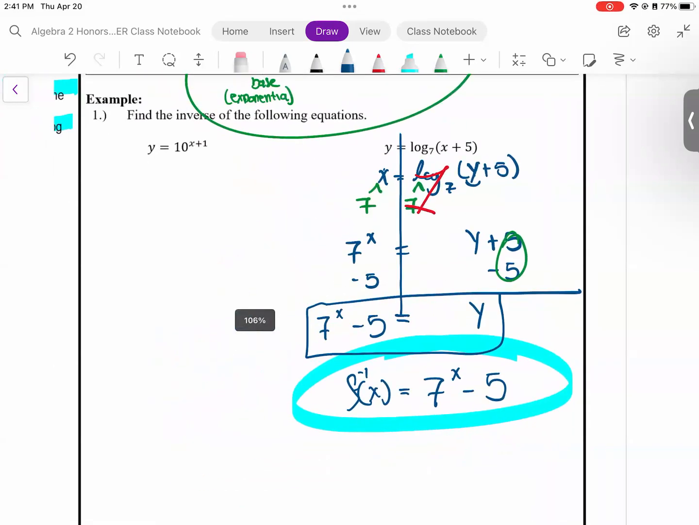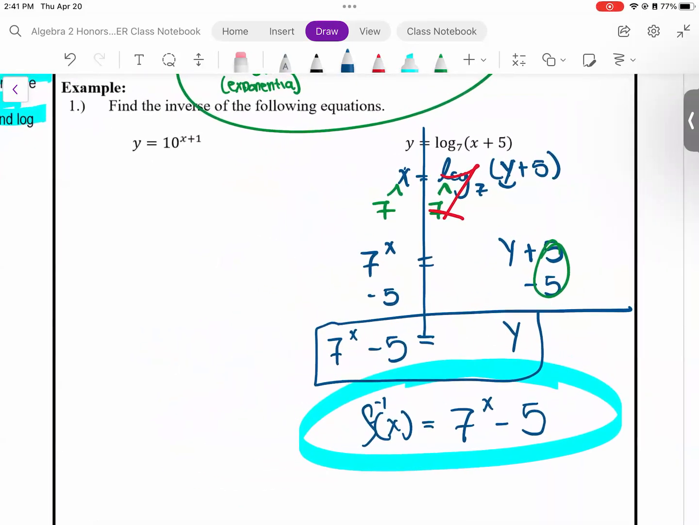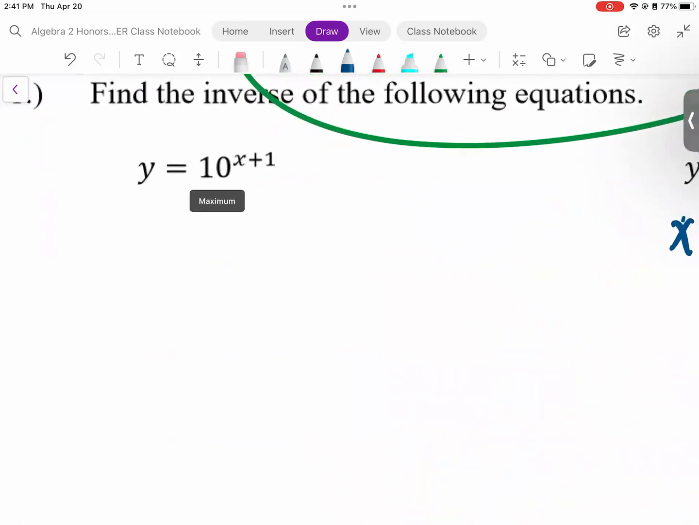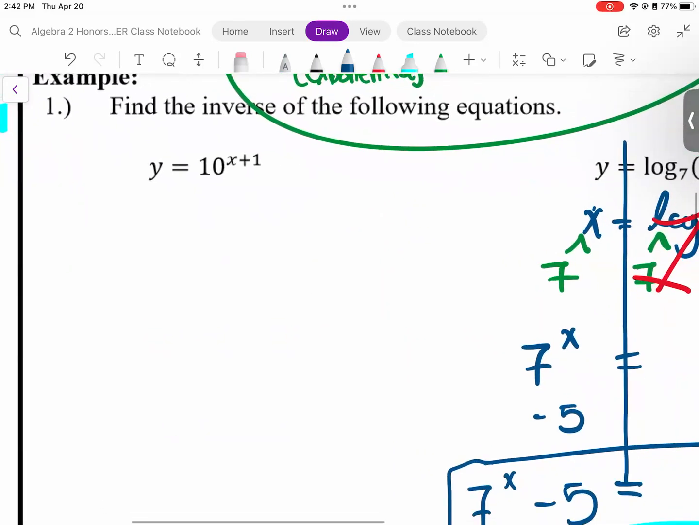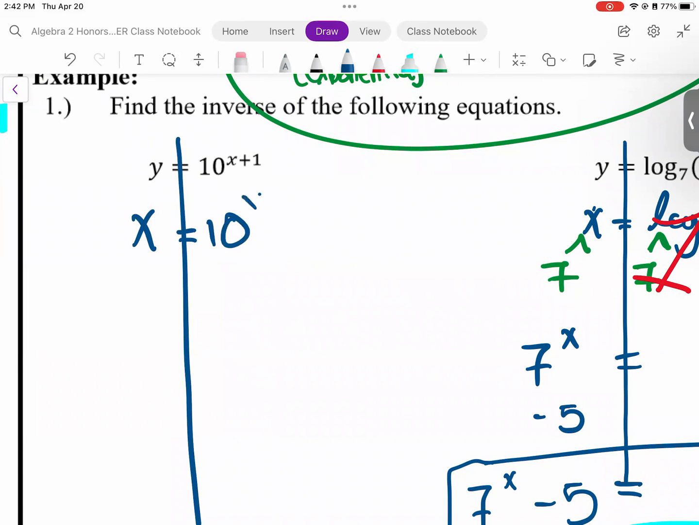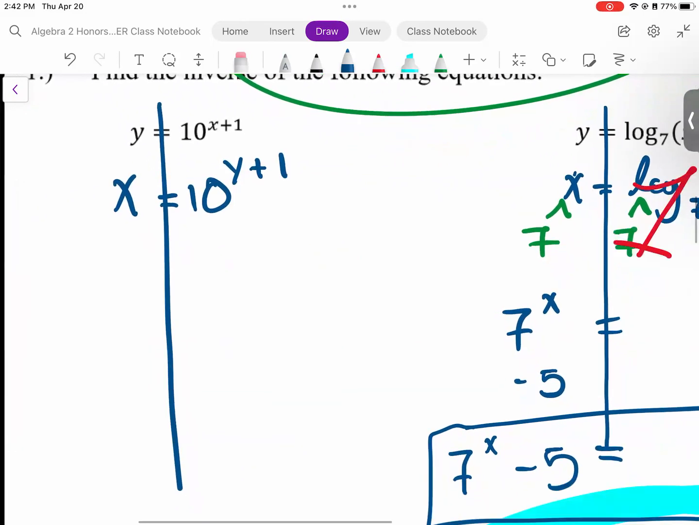Now, vice versa, you can use the same logic for question number 1. So question number 1, I have an exponential function. Same thing. I'm going to go ahead and switch the roles. So now this is going to be x equals 10 to the power of y plus 1. All right. So how do we do this? I want to get y by itself, but the problem is y is part of the exponent. So I don't know a way to bring it down.